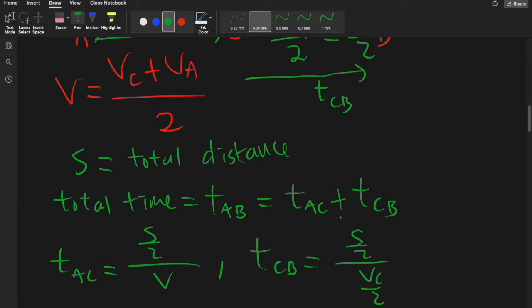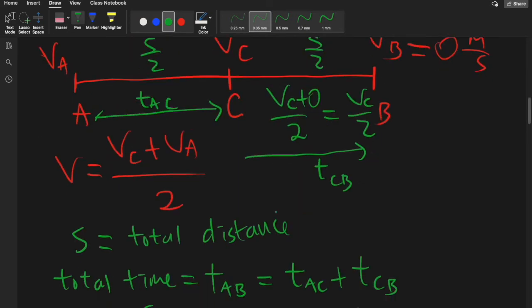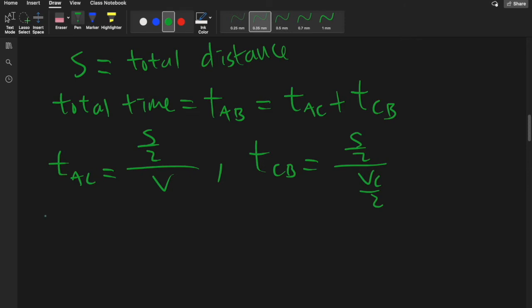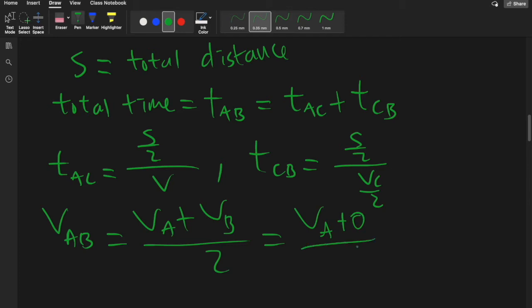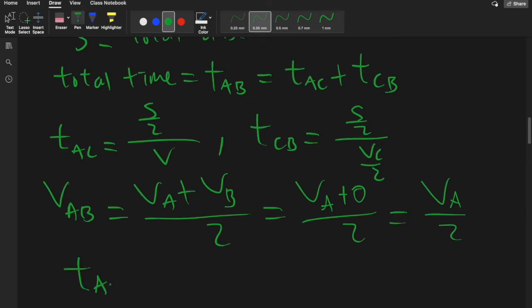What else can we do? Well, can we know the average velocity for the whole journey from A to B? Yes, we do, because VB is equal to 0 meters per second. VAB is equal to VA plus VB divided by 2, which is equal to VA plus 0 divided by 2, so it's just VA over 2. So TAB will be equal to s over VA over 2.